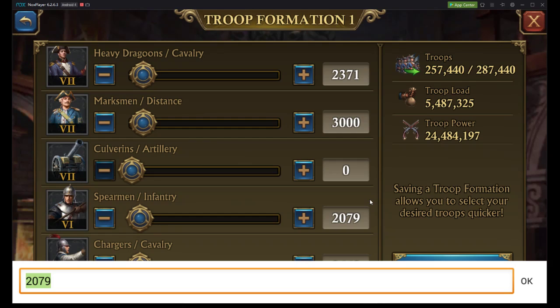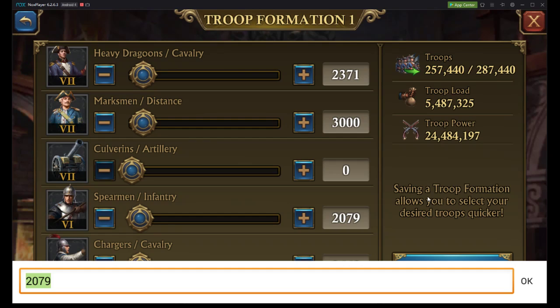And the same for cavalry and the same for infantry, where you have multiple different types of troops within each type. There are two different types within infantry, two different types within cavalry, and two different types within distance. You want to utilize a nice good spread of that to keep all your troops alive, because at the end of the day, the more benefits you can get, the better off you're going to be.